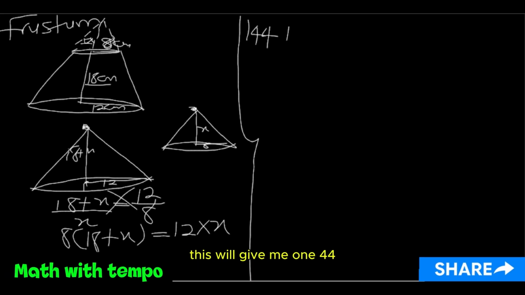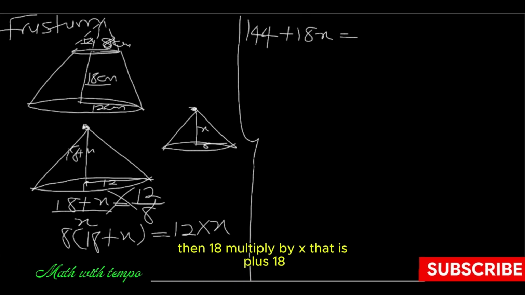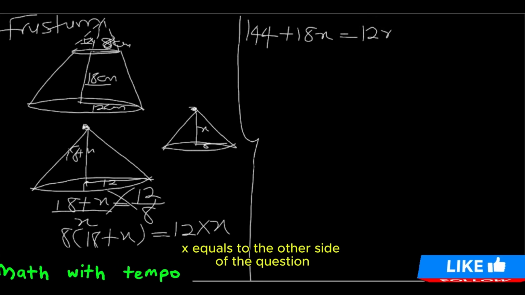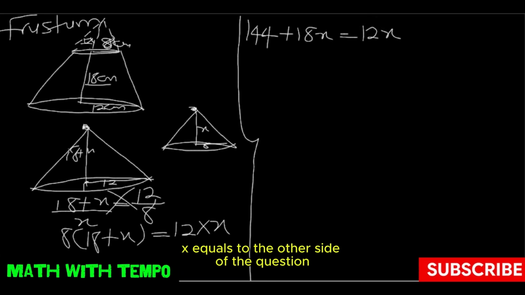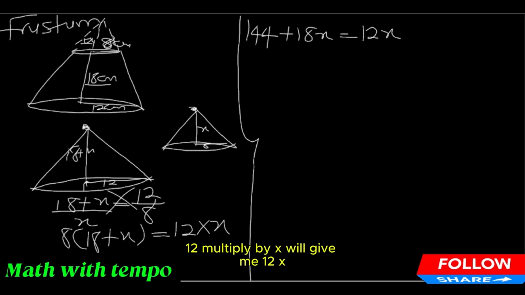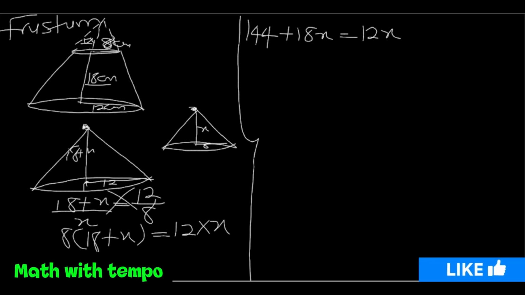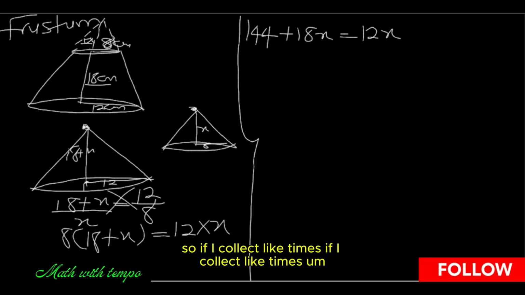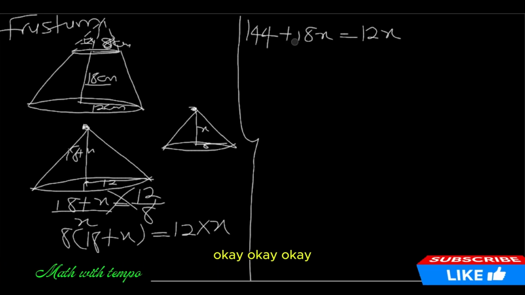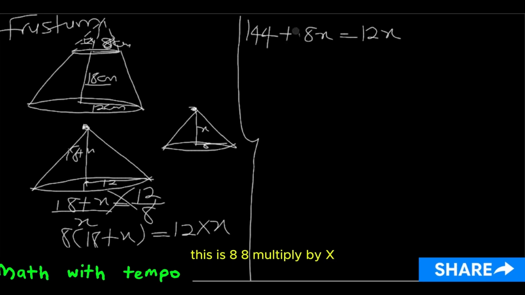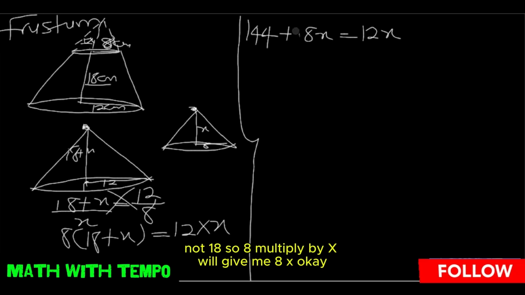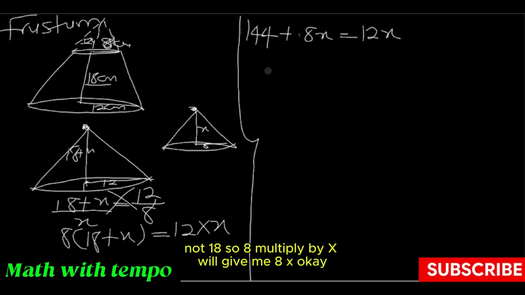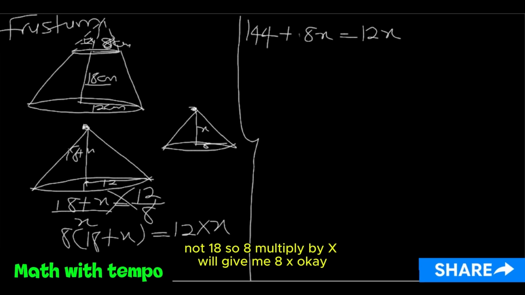This will give me 144. Then 18 multiplied by X, that is plus 18X, equals to the other side of the equation, 12 multiplied by X, which will give me 12X. So if I collect like terms, okay, this is 8. 8 multiplied by X, not 18. So 8 multiplied by X will give me 8X.